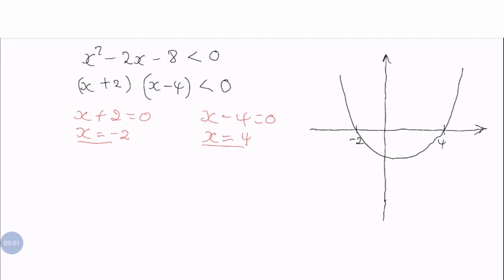So this is our graph, and we want to find where x is less than 0. 0 is the x-axis, so x is less than 0 here, so from here to that part. That is why we will describe our quadratic inequality as x should be greater than -2, which is this one, but less than 4, because it's this part. And that is how we solve quadratic inequalities.